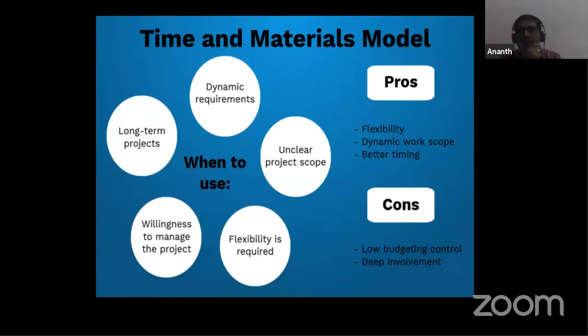So what is the time and material model, when to use it, and what are its advantages and disadvantages? In the time and material model, you need a compound wall and you can be fancy about it. You have a lot of time, you have a lot of money, so you can say I need a better quality of compound wall, better quality of cement, better quality of bricks. So you have that flexibility.